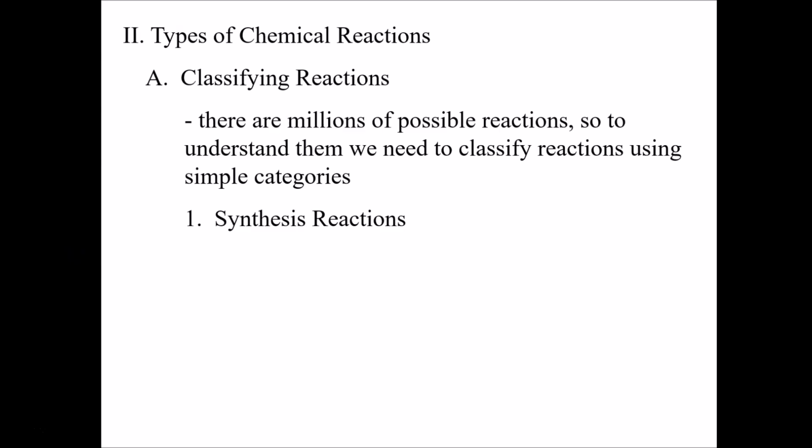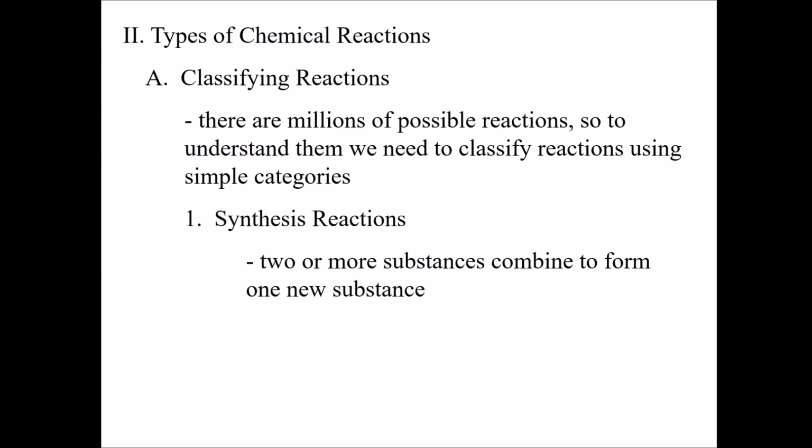So the first type of chemical reaction is called a synthesis reaction. So we have two or more substances combining to form one new substance. So for instance, if you have two reactants, like we have here, A and B combine together to form a new product, AB. So every time we have a synthesis reaction, synthesis means to combine together. Every time we have a synthesis reaction, we're taking two or more reactants, and we're always making just one product.